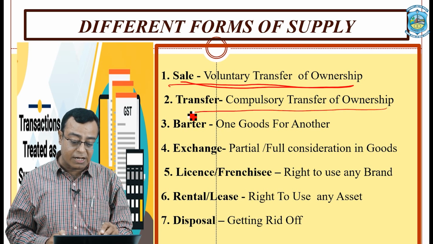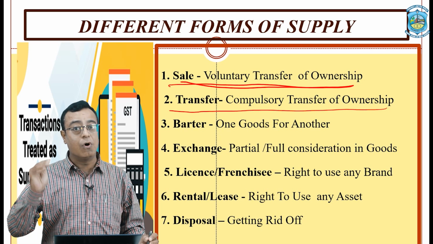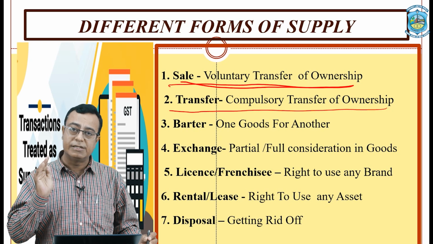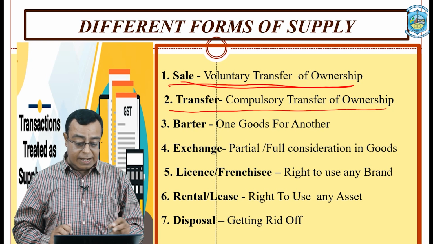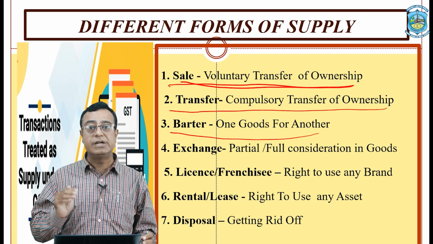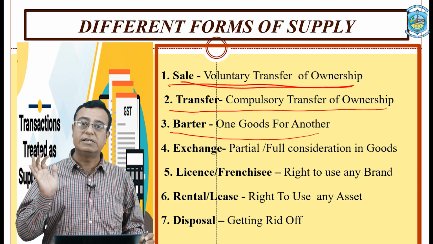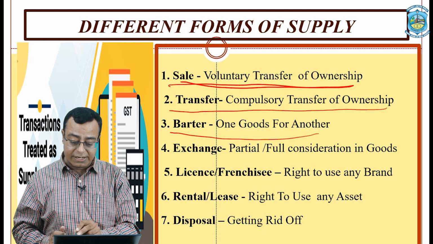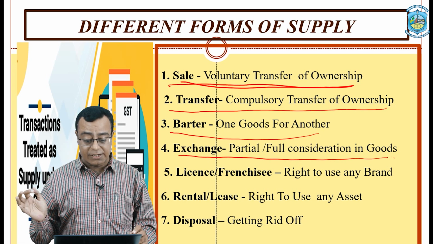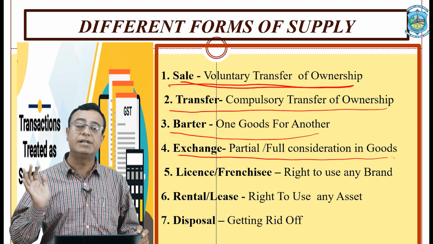Transfer: once you are transferring any particular asset, permanently or for the time being, to any particular person, it is a transfer, and it is also under supply. Next, barter means the exchange economy, exchange of goods and services for other goods or services; it is also termed as supply under GST. Next is exchange. If we are purchasing any particular goods or services with partial or full exchange of old goods or any other service, it is also taxable.